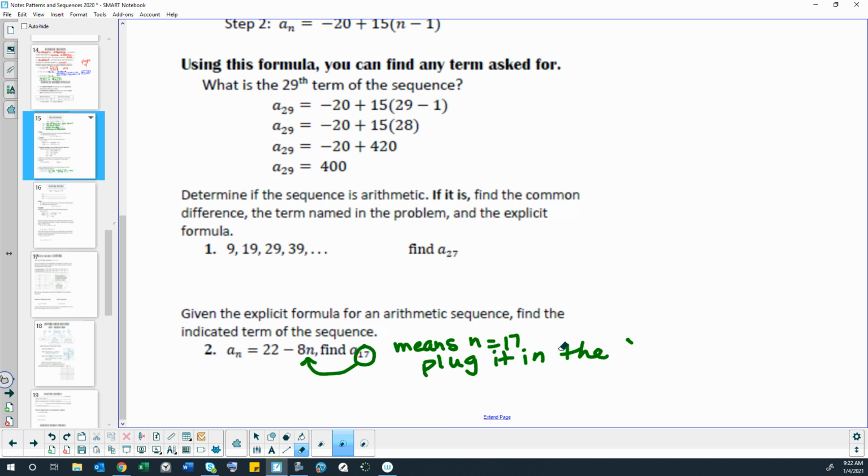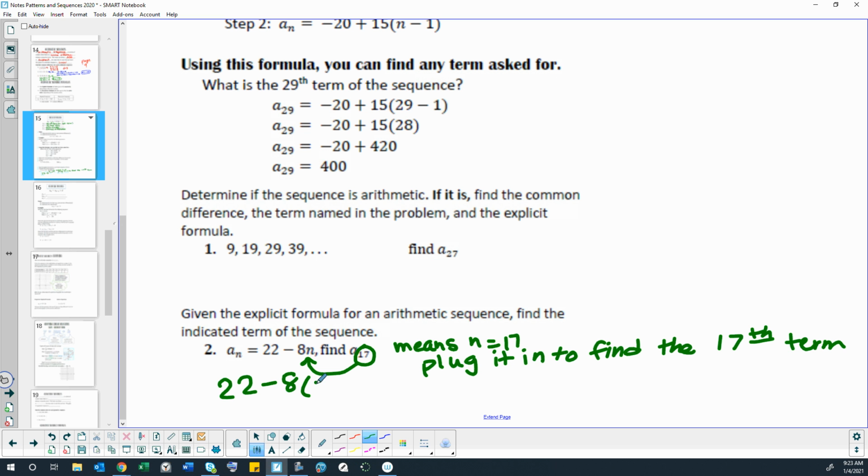Plug it in to find the 17th term. So if you have a sequence, the 17th number in the sequence is the 17th term, right? So this formula is going to help us do that. So all we do is 22 subtract 8 times 17. What that's going to do is subtract 8 17 times because -8 is the common difference.